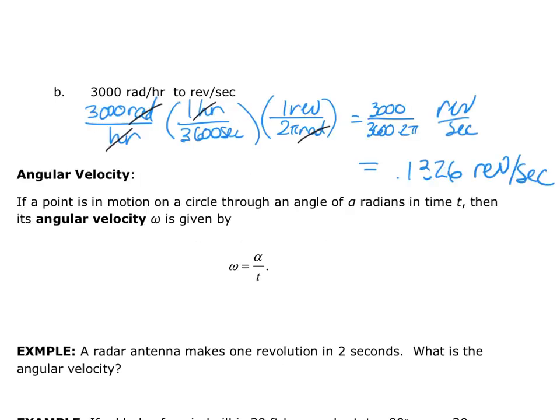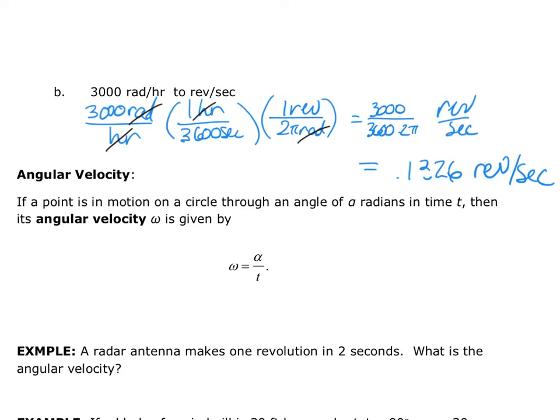So on this problem, the first thing you want to do is do the conversions from radians per hour into radians per second. So for every hour, there's 3,600 seconds. So I have 1 hour over 3,600 seconds. And then I do my revolutions per radian.